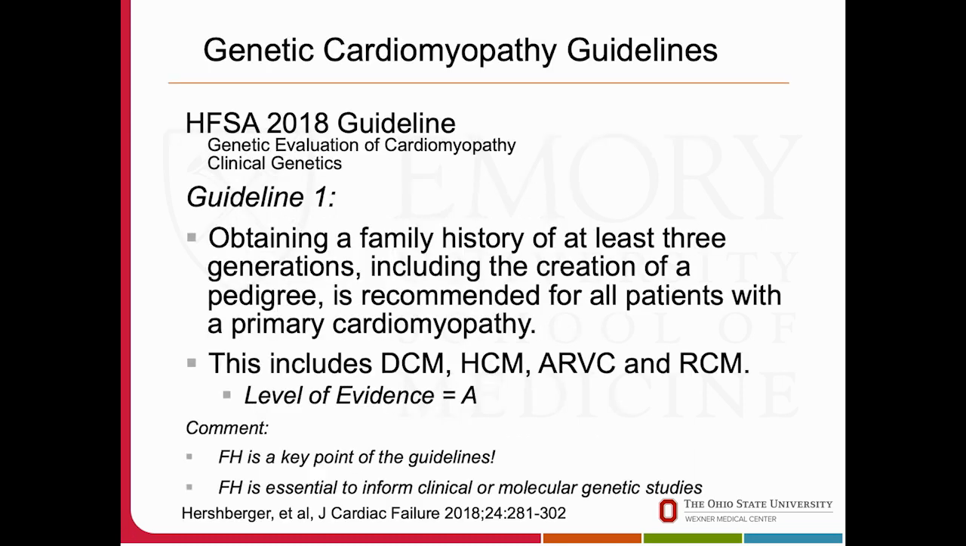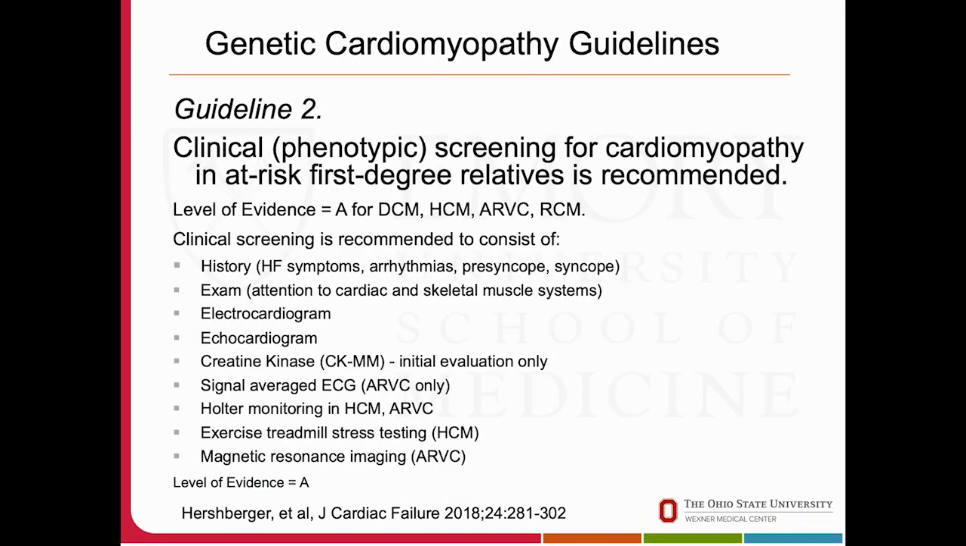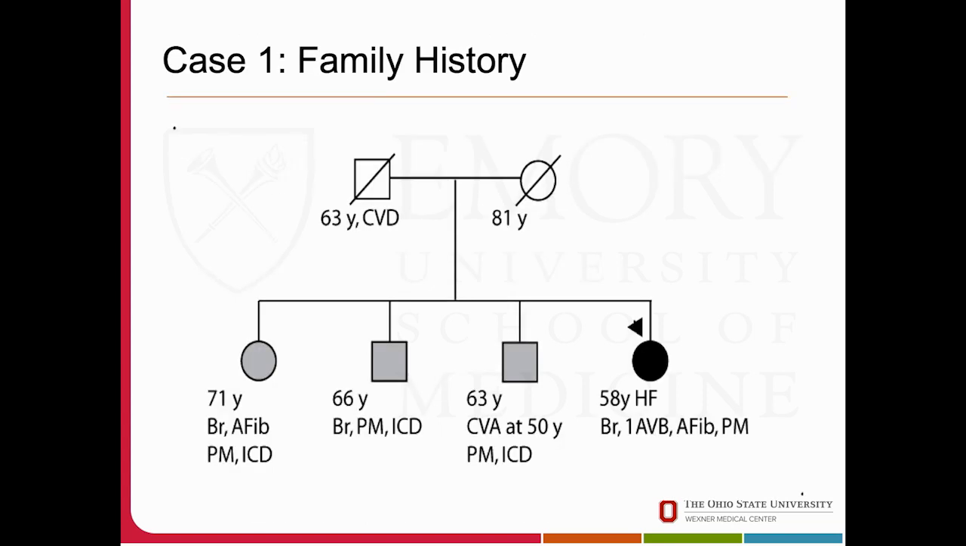What should you do? Well, again, take a family history and phenotype the at-risk relatives if you can. This is her family history. She is the 58-year-old in black, and then a 63-year-old with a stroke at 50 with a pacemaker and implantable defibrillator, a 66-year-old brother with bradycardia, pacemaker, implantable defibrillator, and a 71-year-old sister with bradycardia, atrial fibrillation, pacemaker, and ICD.